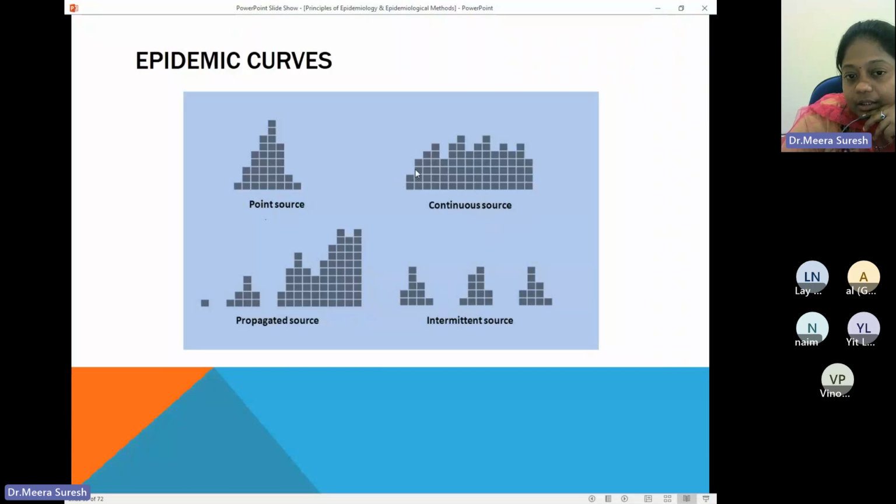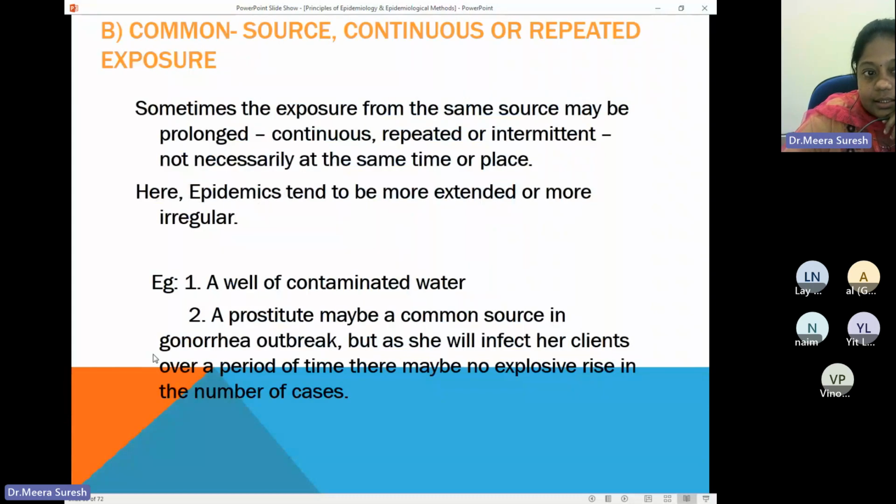So for the continuous one, you can see there is no particular peak and then coming down. It is actually going like this. Then there is a short gap when there are not as many cases as before, but there are cases. It has not touched the baseline yet. And then it again peaks, it comes down, it again peaks, but it is never coming down to the base. It is going on like a continuous one. Here also the source will be a common one, but a repeated or continuous exposure is there.